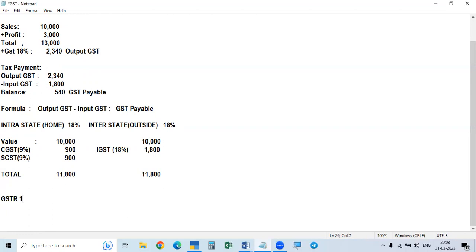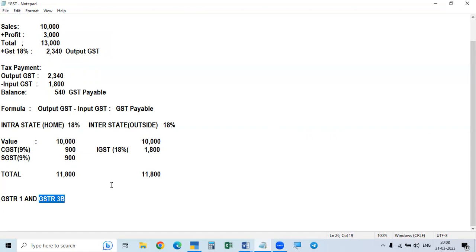GSTR 1 and GSTR 3B. So two returns they have to file every month. Here we have to show the purchases and sales, everything. In GSTR 1, we will file all the sales, and in GSTR 3B, the purchases made.